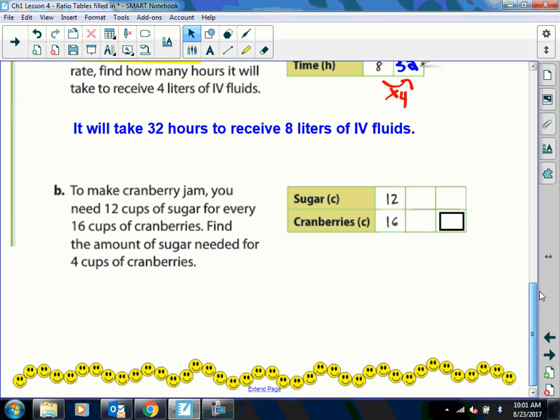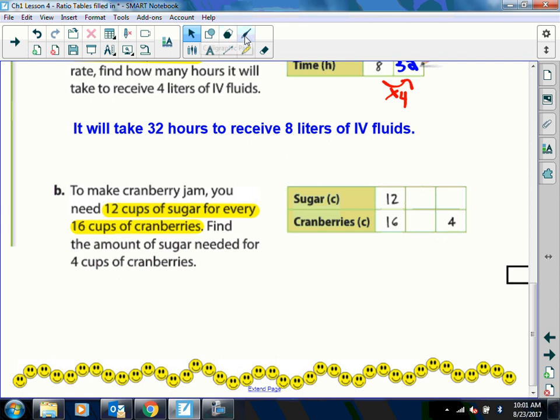All right, next one says, to make cranberry jam, you need 12 cups of sugar for every 16 cups of cranberries. So we want to find the amount of sugar needed for 4 cups of cranberries. So here we are comparing cups of sugar to cups of cranberries. Okay, so it's sugar to cranberries. So that's 12 to 16. And it says find the amount of sugar needed for 4 cranberries. So the 4 is going to end up at the end for cranberries.